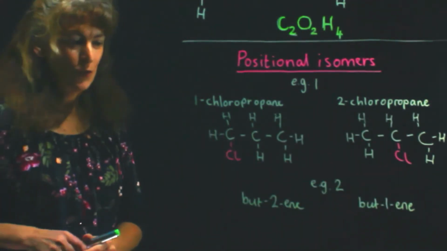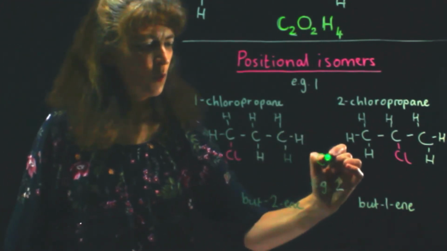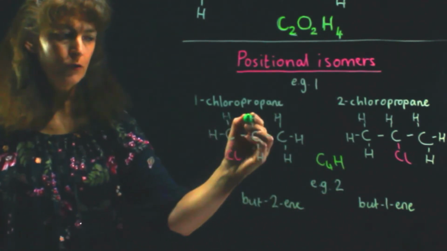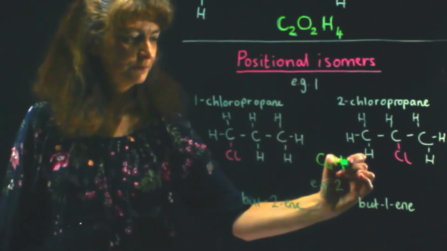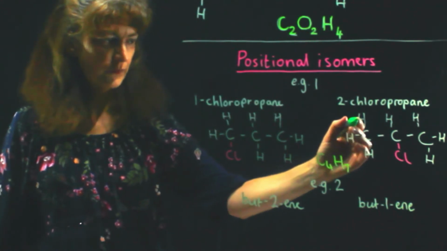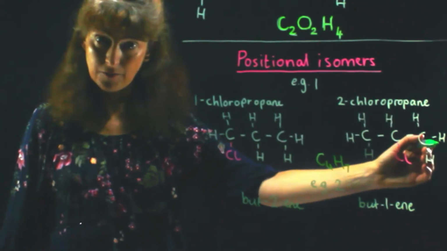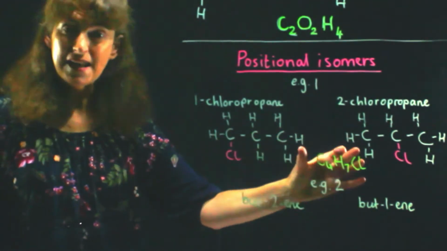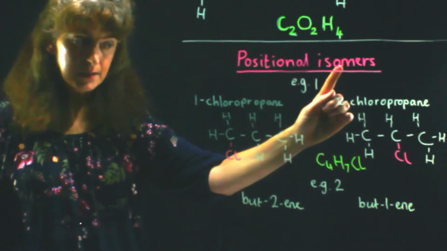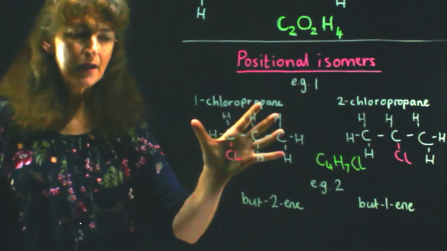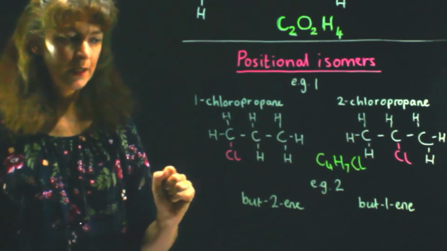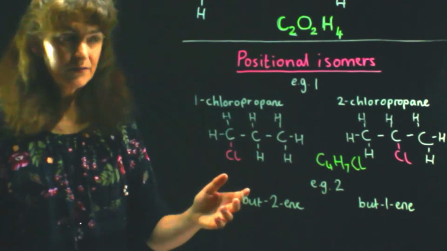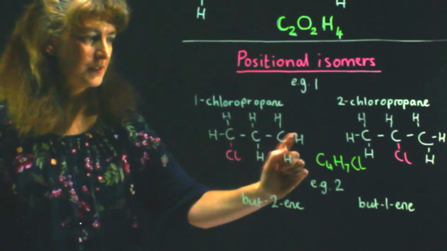So, what's their molecular formulae? C3 in both cases, H, 1, 2, 3, 4, 5, 6, 7. Same here, 1, 2, 3, 4, 5, 6, 7. And then 1 chlorine. So they share a molecular formula, they're isomers, even though they do not have the same structural formulae. They're not identical, they're isomers. And how do they differ? In the position of these substituents.